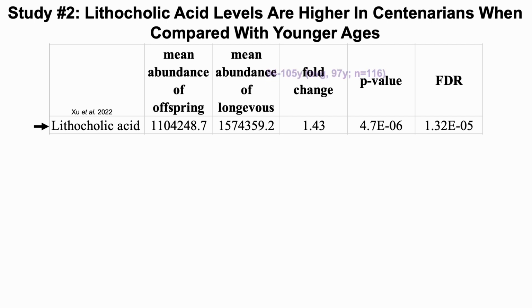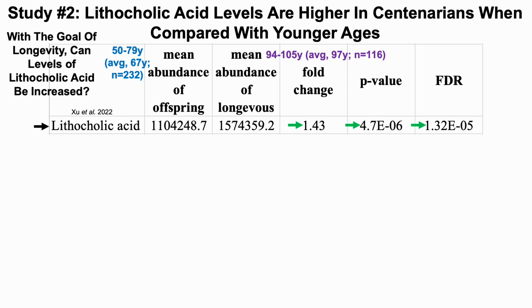The two groups in this study were centenarians or close to centenarians, people in the 94 to 105-year-old age range with an average age of 97 years, and their kids, who had an average age of 67 years, 50 to 79-year-olds. What we can see is that the centenarians had a 43% higher level of lithocholic acid in feces when compared with their offspring. And this difference was statistically significant, as you can see by the p-value and false discovery rate, FDR, both less than 0.05.